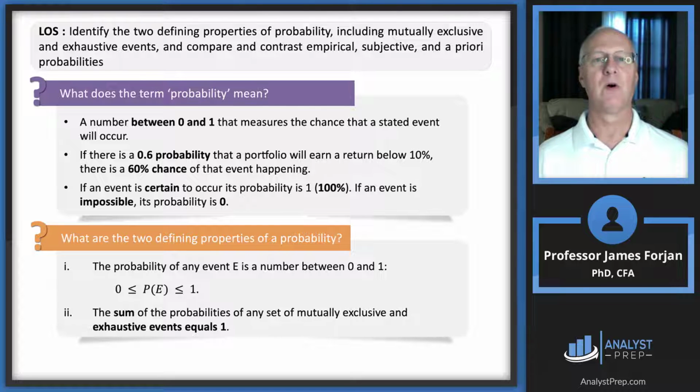Let's continue on with this next LOS, which really is, let's look at some more definitions. So what does the term probability mean? A number between 0 and 1. And skip down to that third bullet point here. A certain event has a probability of 100%. This is going to be really important when we talk about this concept of a risk-free rate of return going forward to finish level 1 and then, of course, level 2 and level 3.